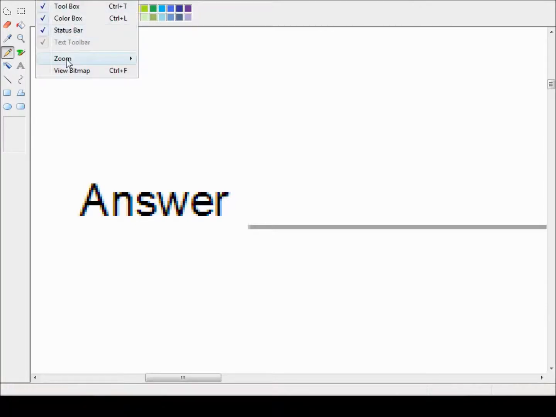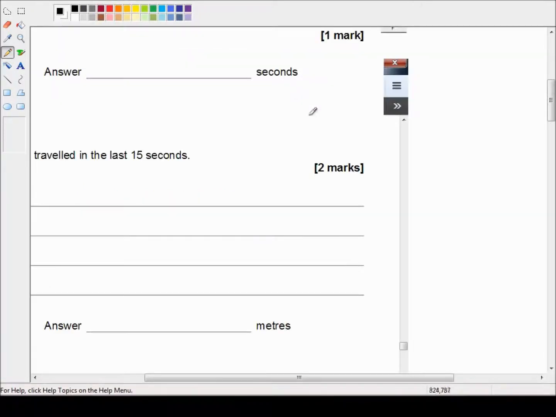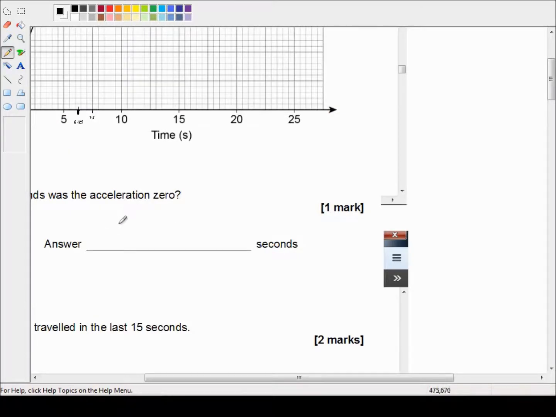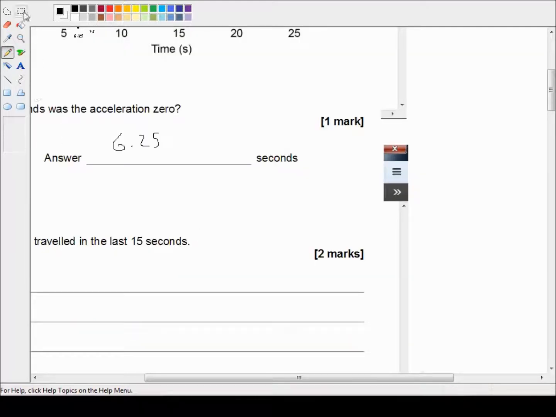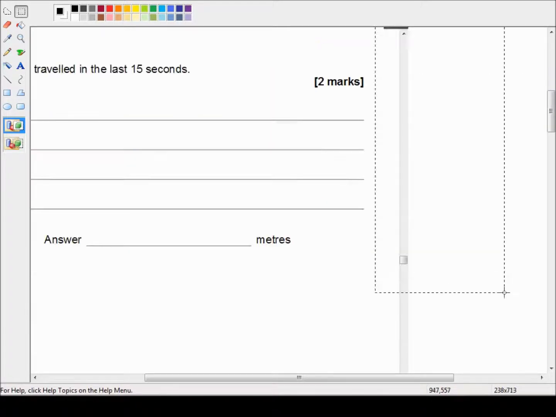Or actually, it could probably be anywhere between sort of 6 and 6.5 seconds. But anyway, let's say 6.25 seconds. And let's get a good view of what we're looking at. So the answer is 6. I'm going to put 6.25. And we don't need these. These are just a distraction.